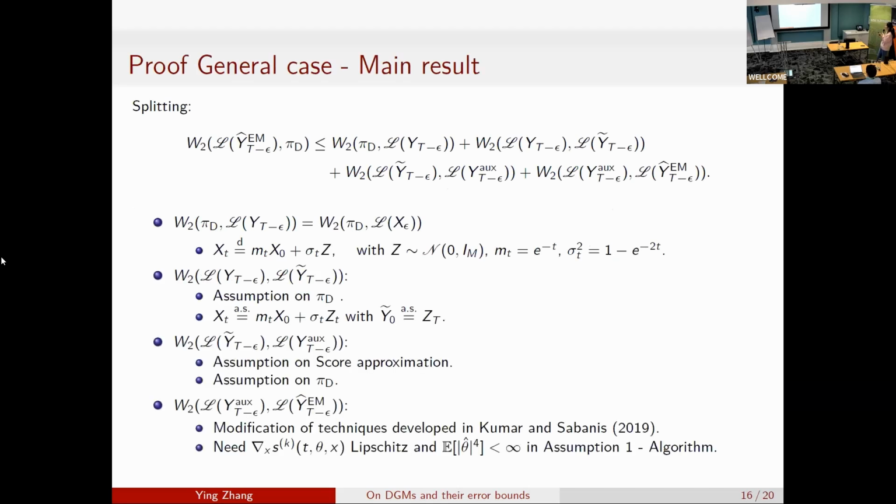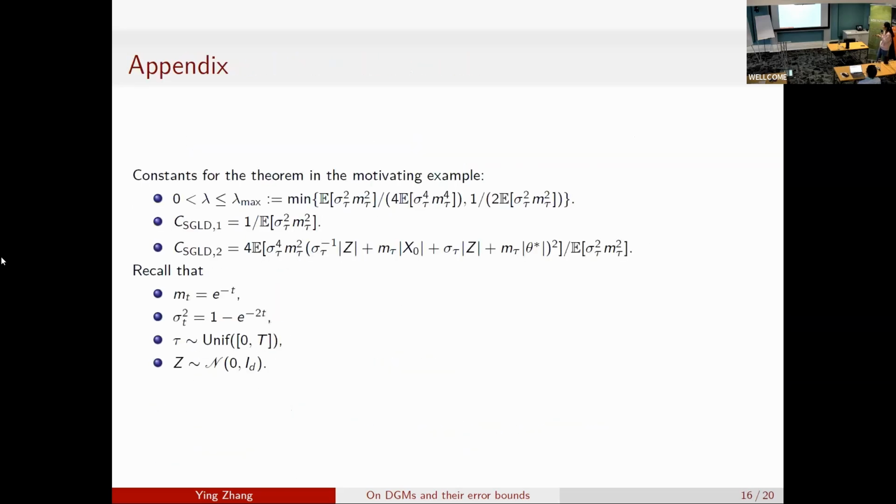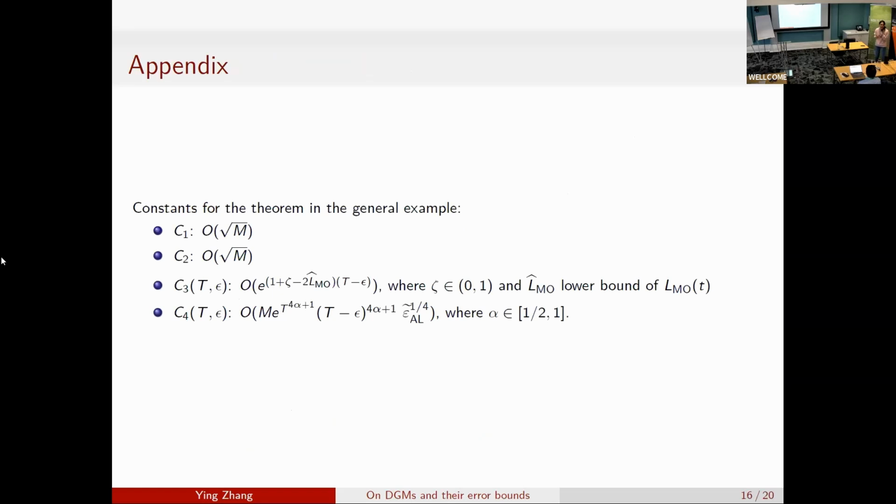Then the last term is just the convergence of the numerical scheme to the SDE. Here, because we want to obtain the optimal rate, we use the trick introduced in the paper by Kumar and Sabanis. In order to obtain this improved rate, we need the assumptions on the gradient of S with respect to X, and we need the fourth moment of theta hat to be finite. Then this gives the upper bound here. Summing up, we obtain this type of result, with some constants, and that's all for my talk. Thank you for your attention.